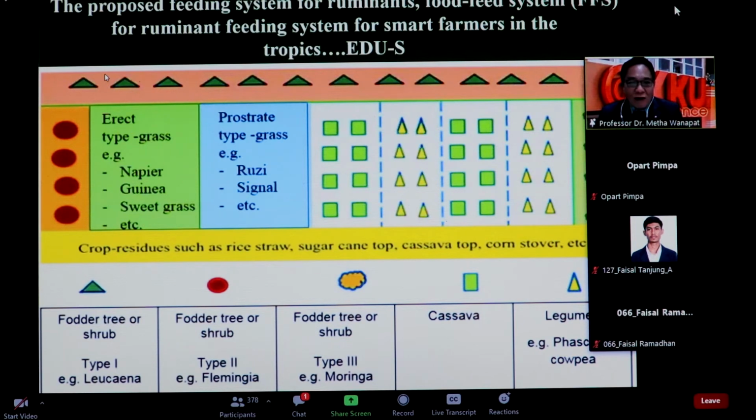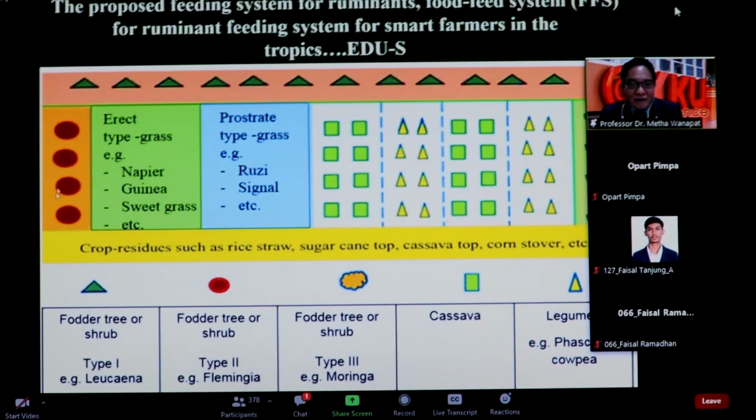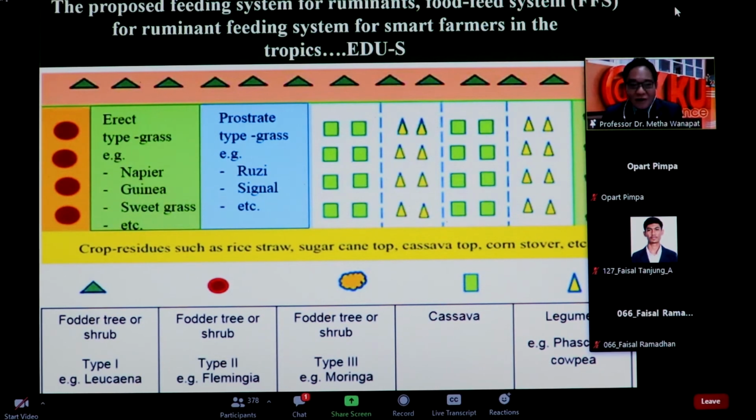Okay, one around the fence here, another one around another fence. Like Lucina, we have a lot there. Second one is like Firmingia. This is another leguminous fodder. You can choose another one like Sesbania, and Moringa, for example.